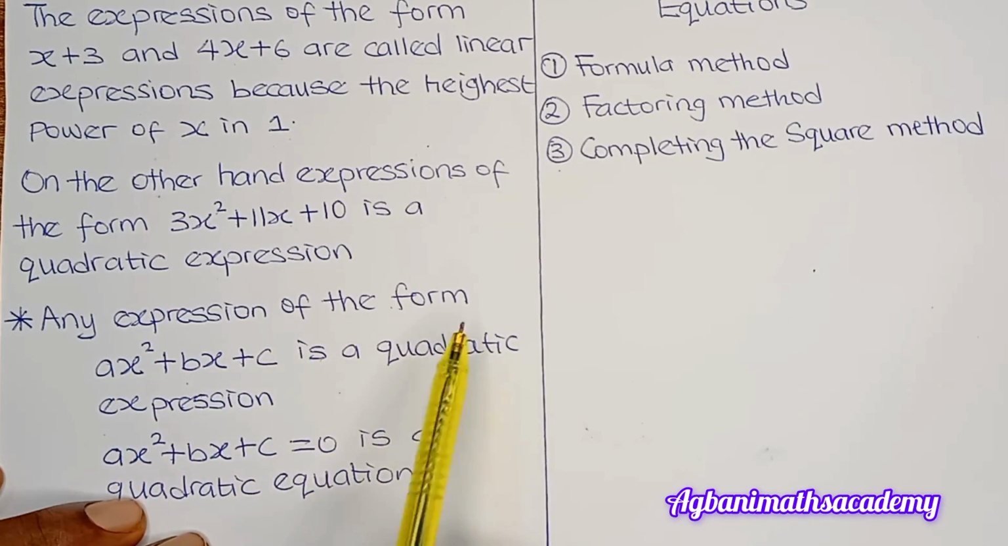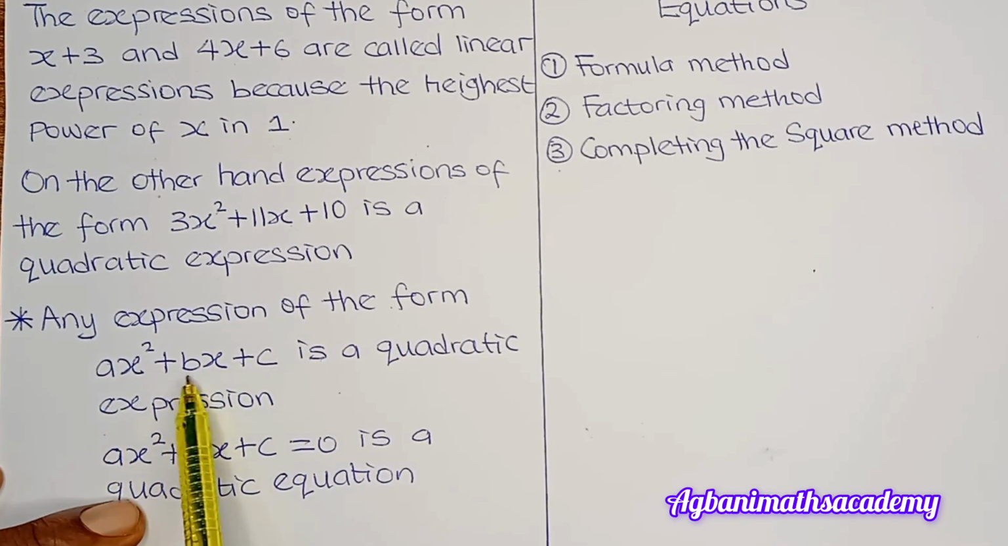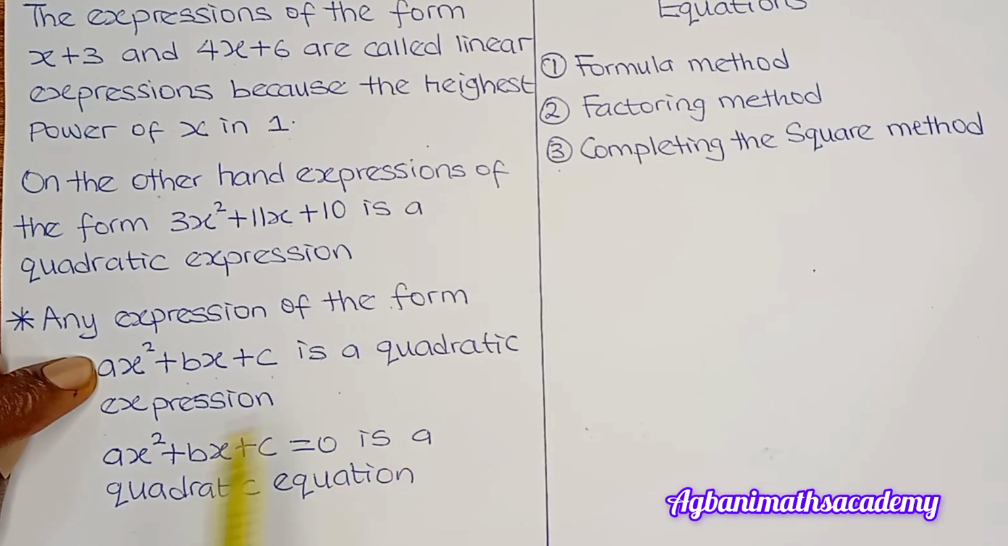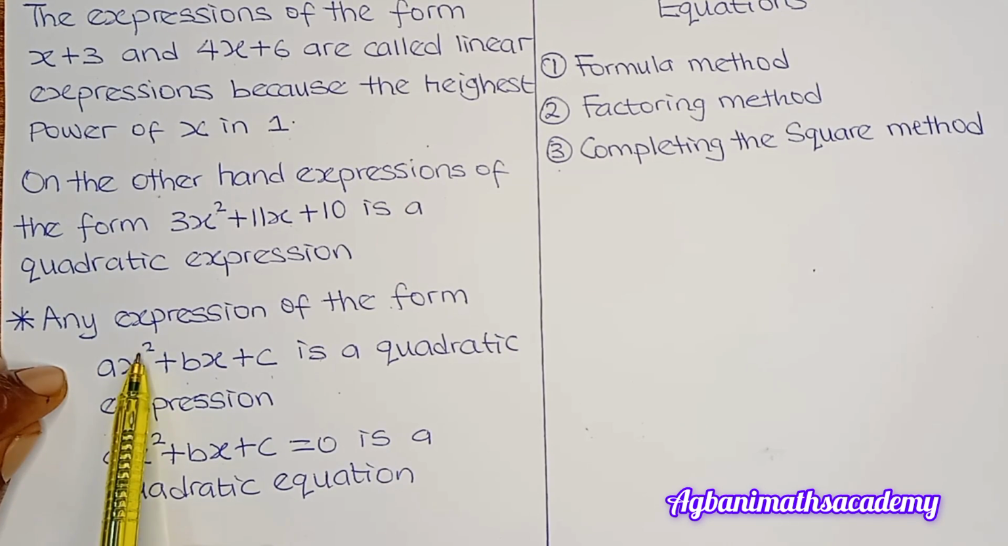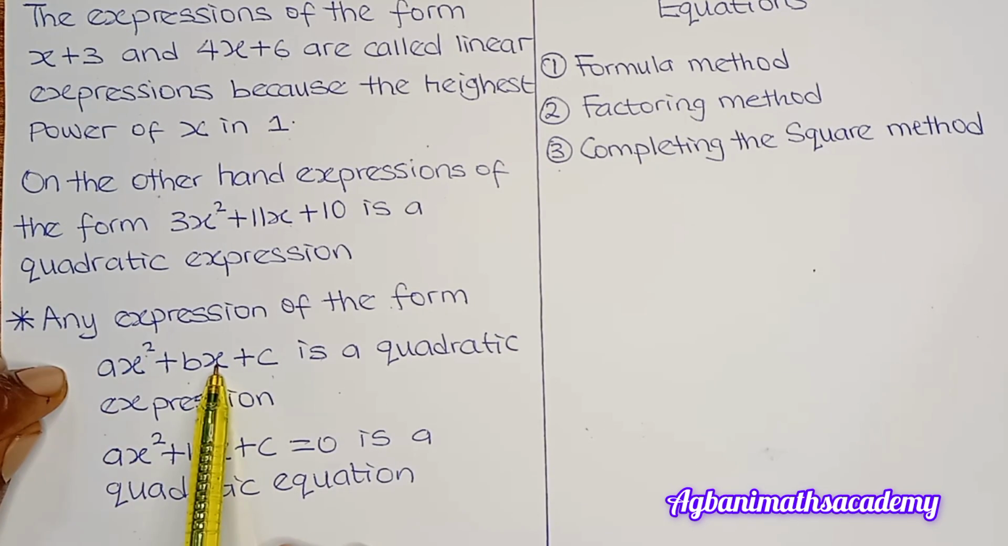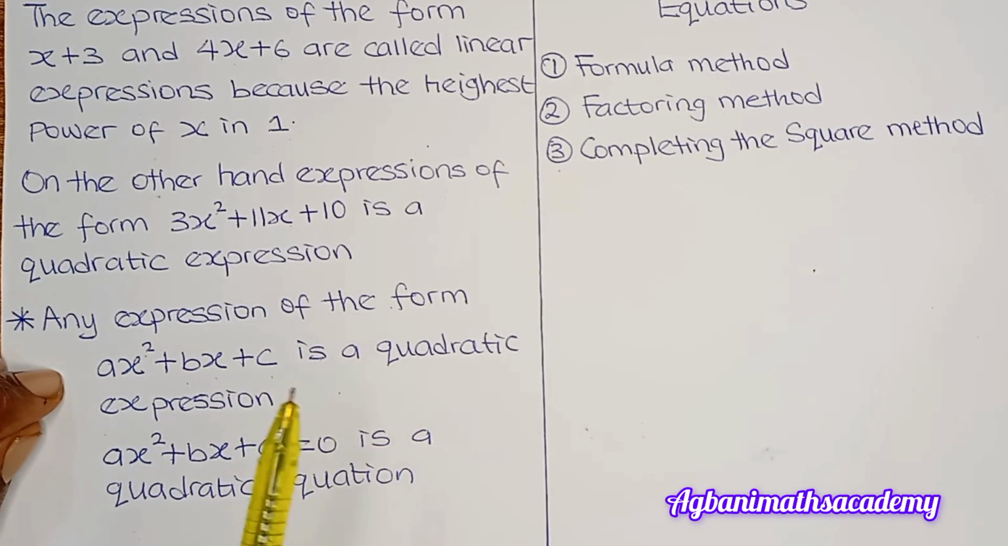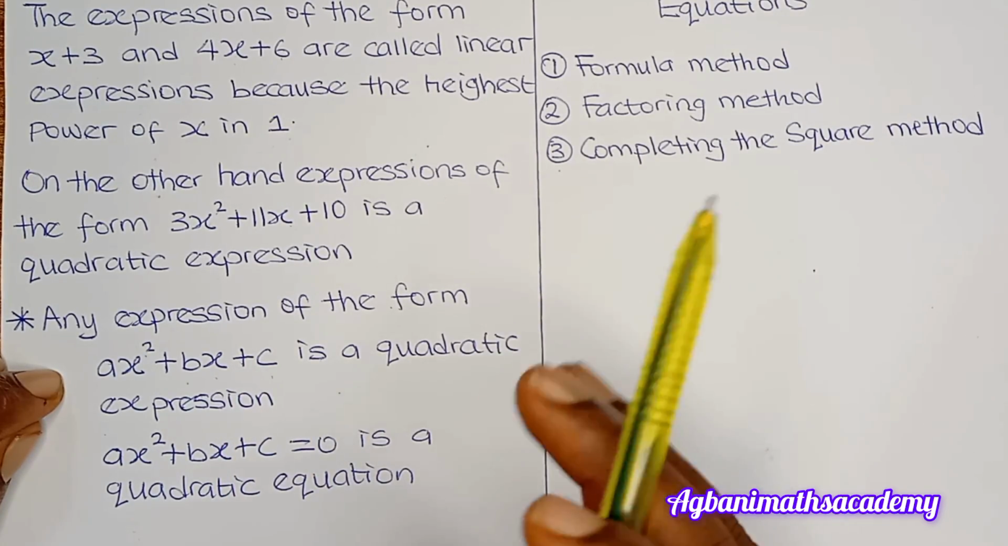Any expression of the form ax squared plus bx plus c is a quadratic expression. So this is a quadratic expression. If you look at it, the highest power of x is 2. We also have an x here whose power is 1, and we'll have a constant value without x. So a in a quadratic expression generally is the coefficient of x squared. b is the coefficient of x, and c is the constant, the value without x.